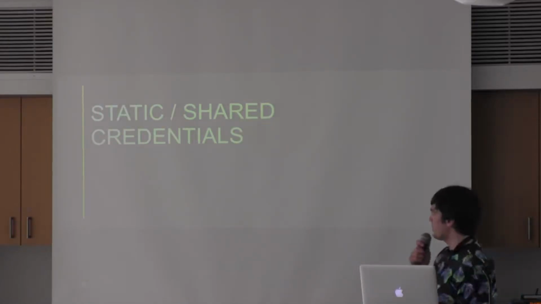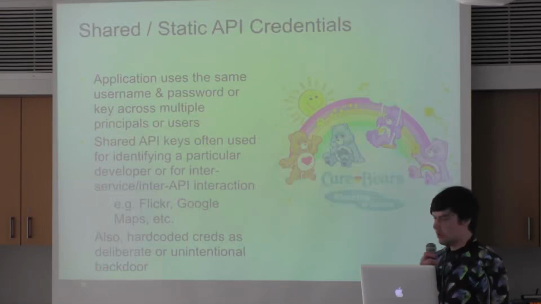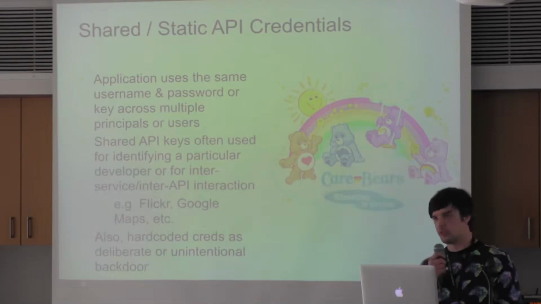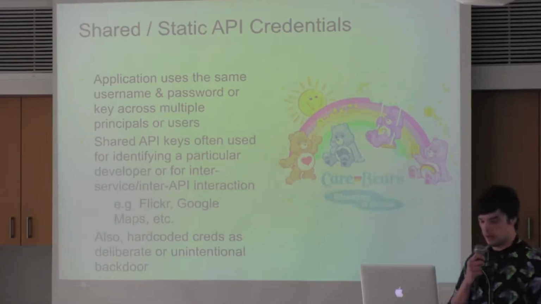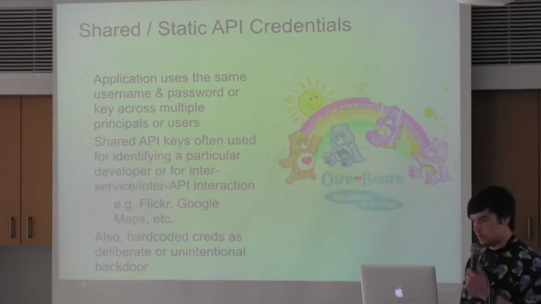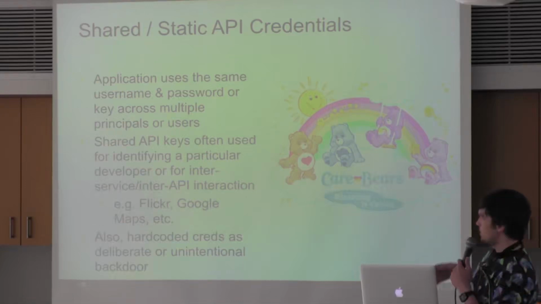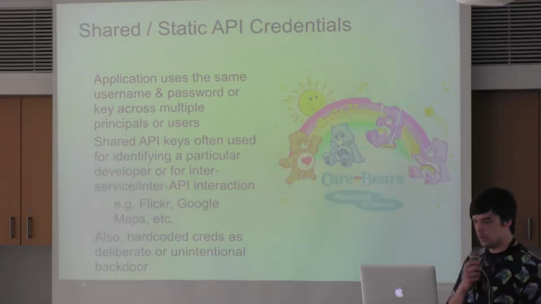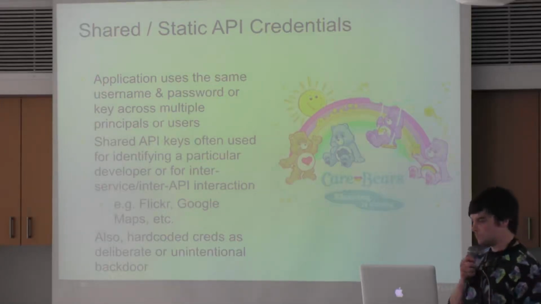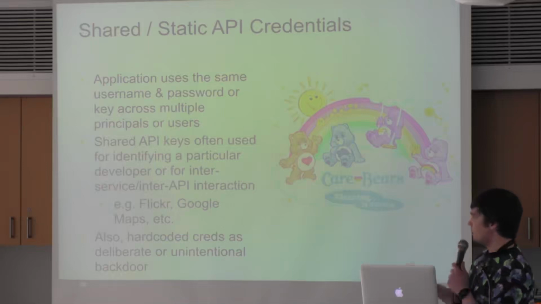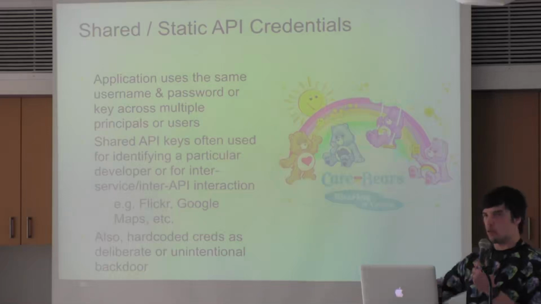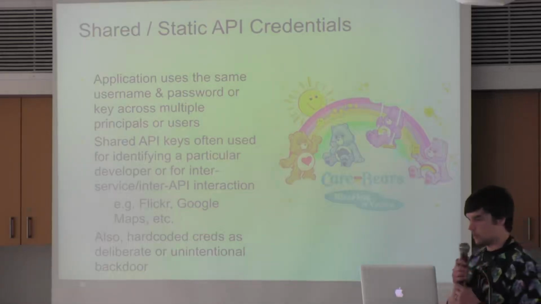This is not rocket science. Staff and shared credentials. Obviously, any application that hard codes credentials in, perhaps for support purposes, or to talk to an API, that would be awful. Any application that uses the same credentials to authenticate to an API, or an API key that can be extracted and is consistent across every transaction, is bad. So shared API keys like Flickr, Google Maps, etc. They all have those, used to measure quotas, identify a particular developer, things of that nature.